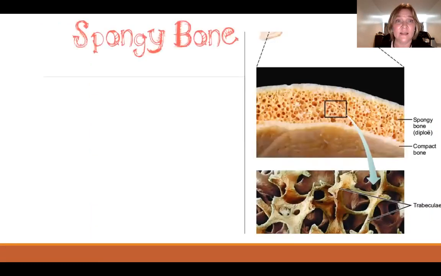Underneath the compact bone is spongy bone. You can see that quite clearly here. Compact bone, very thin layer that surrounds the spongy bone. And here is where you can see specifically how it's made to withstand stress by having a lot of these spikes.